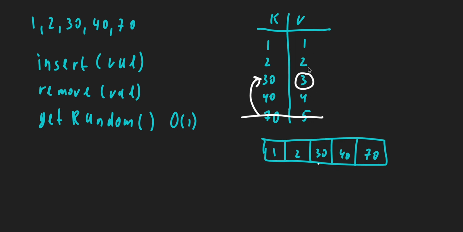And now we have 4 elements. So we moved our 70 here, and now the value is 70. And now we have 4 elements.